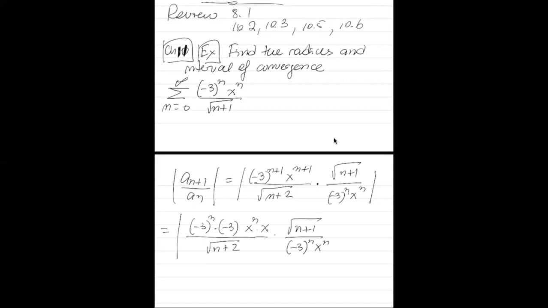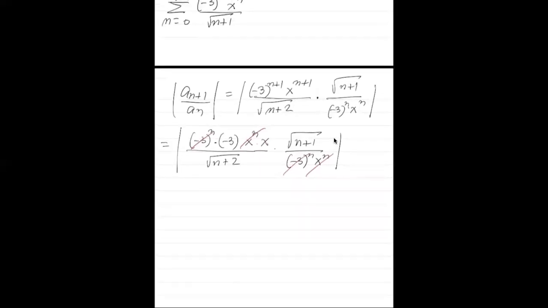We can see now that we can cancel x to the n and negative 3 to the n. What's left? n is positive, so we don't need absolute value. So I can do the square root of n plus 1 over n plus 2. The absolute value of negative 3 is 3, so I can put that, and x needs to have an absolute value. So if n goes to infinity, what happens? We should probably divide by n first and then take the limit.